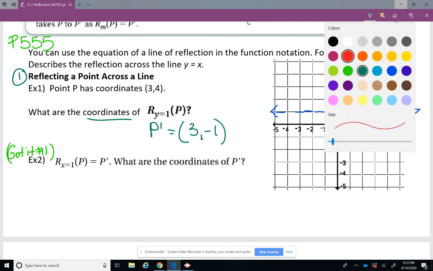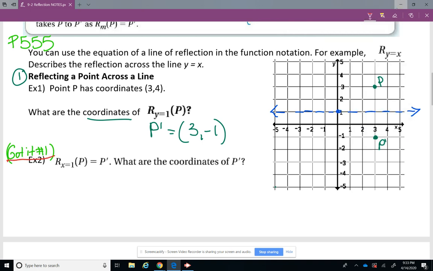All right, I'm going to use red this time. This is our Got It problem 1 that you need to do. You can do it on a separate sheet of paper if you want, or you can just do these notes and make sure maybe you highlight the Got It problems for me. All right, so we're going to reflect over x equals 1. We're going to reflect point P again, and we're going to get P prime. So we're just pretending like this is another problem, but we're going to use the same graph.